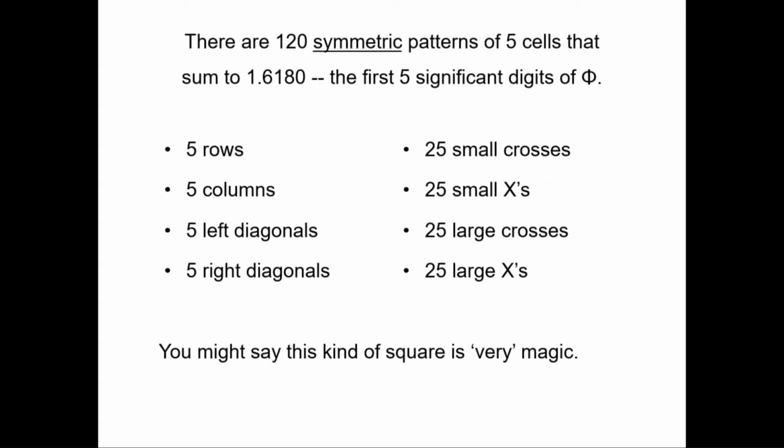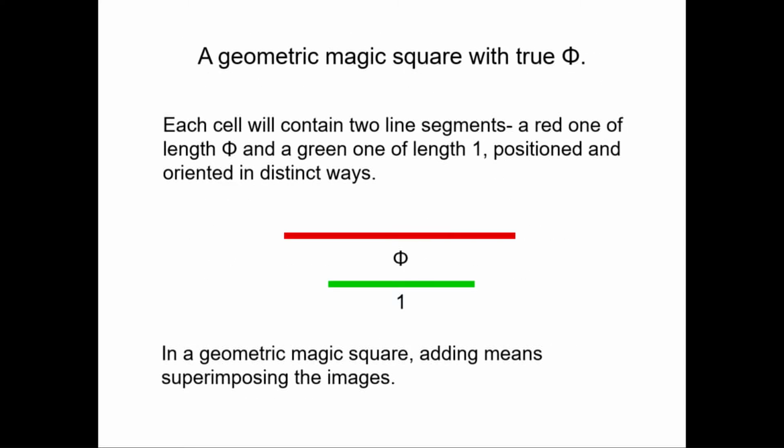But the purists among you, myself included, will say, well, that's not really phi. That's a truncated approximation. Can't you do better than that? So I made another one. I could do it algebraically, but that's really ugly. I did it with line segments, one of length 1 and one of length phi.